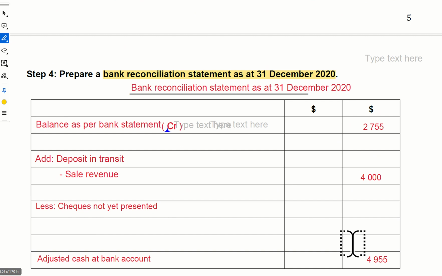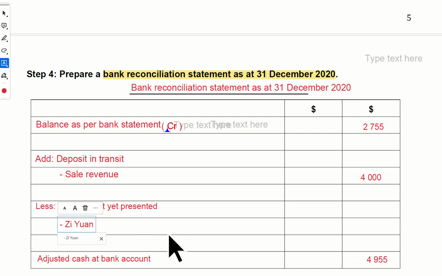So checks not yet presented. Now since it's less, what do I type here? I can just write Ziyuan. I don't need to write trade payable or trade receivable, because this is not an account, this is just a statement. But I know that if I make a payment to Ziyuan, then it is actually my trade payable. I actually don't have to write trade payable, just writing Ziyuan is fine. And you make a payment from your cash at bank account, so you should record it as a minus 1800.